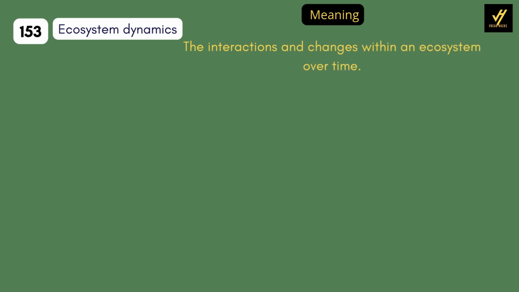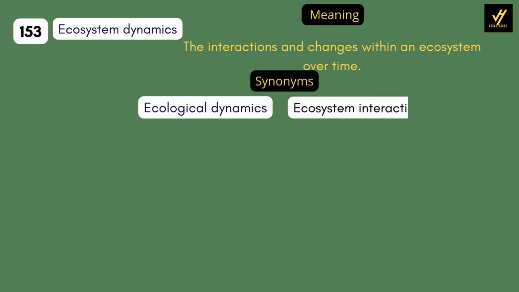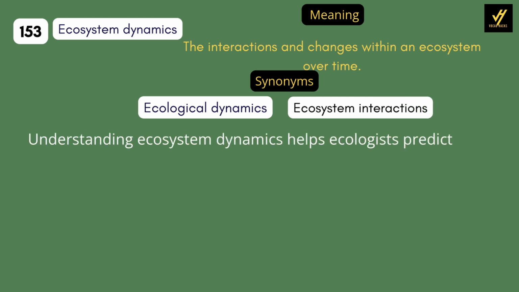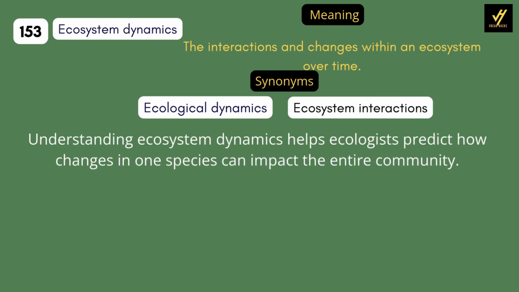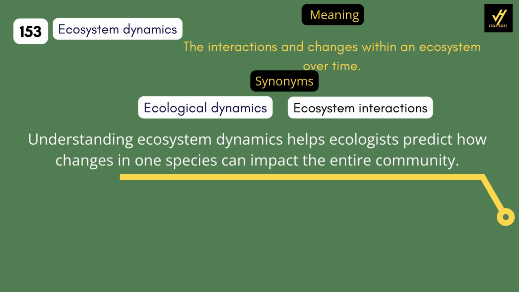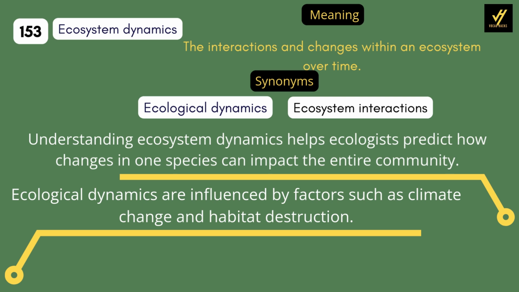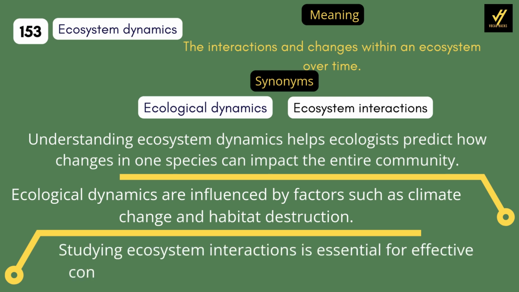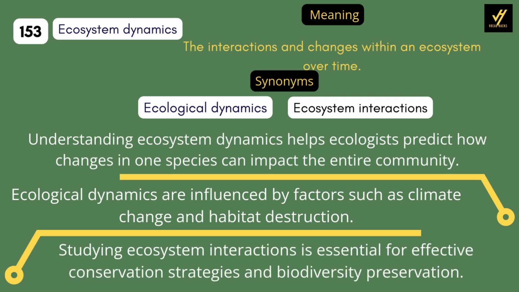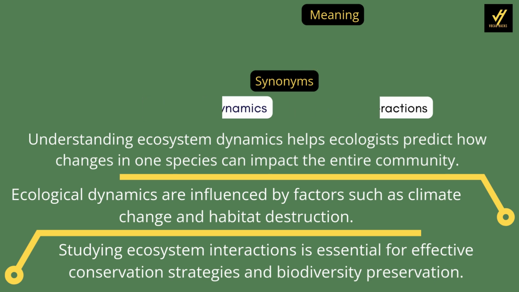Ecosystem dynamics, the interactions and changes within an ecosystem over time. Ecological dynamics, ecosystem interactions. Understanding ecosystem dynamics helps ecologists predict how changes in one species can impact the entire community. Ecological dynamics are influenced by factors such as climate change and habitat destruction. Studying ecosystem interactions is essential for effective conservation strategies and biodiversity preservation.